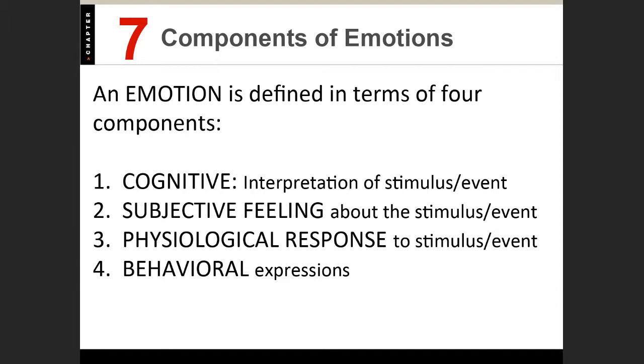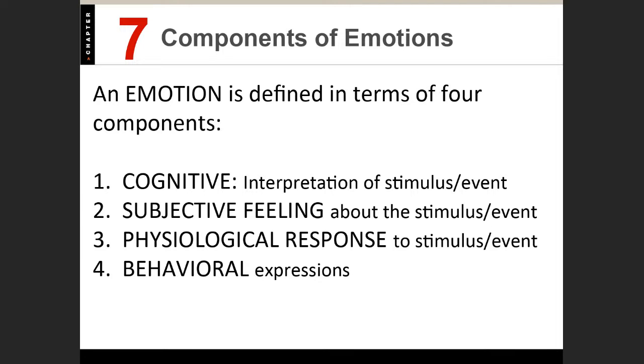And then the third component is our physiological response to a stimulus or an event. That has to do with our bodily arousal, typically the autonomic nervous system. If you're aroused, then your heart will start beating faster, your breathing will become faster, you may start shaking, you may start sweating, and so on. And then there are also neural circuits involved in the physiological response to an emotion. I'll talk about those in just a little bit.